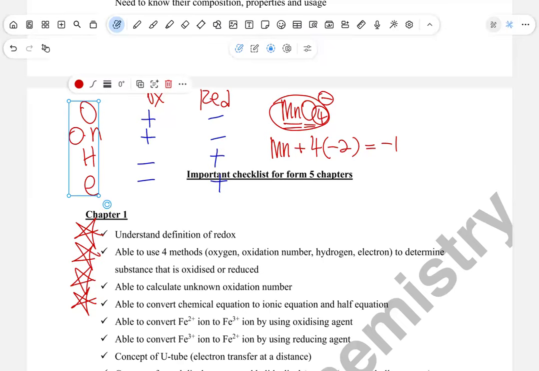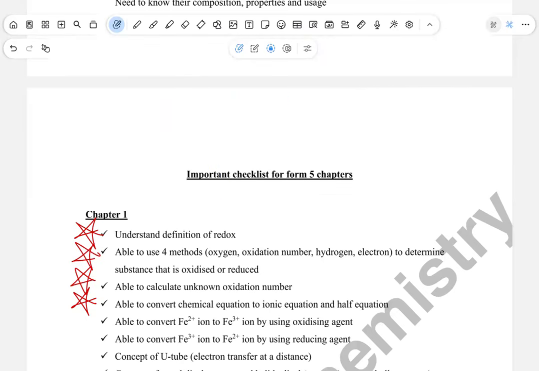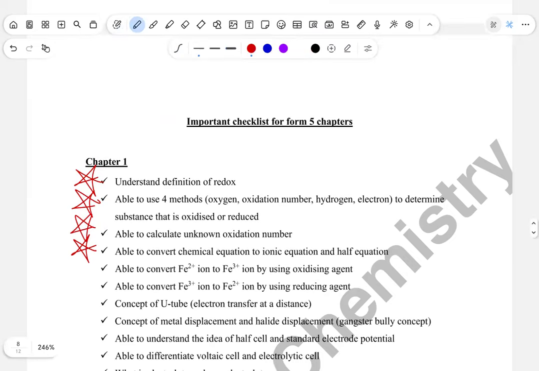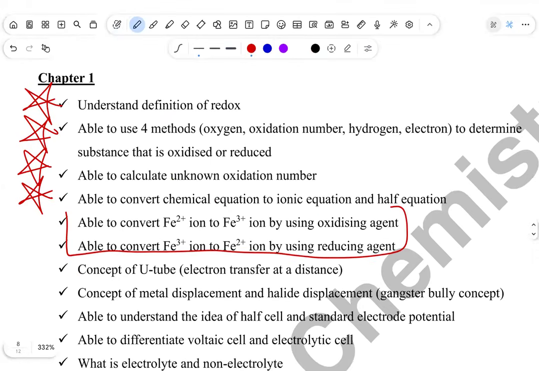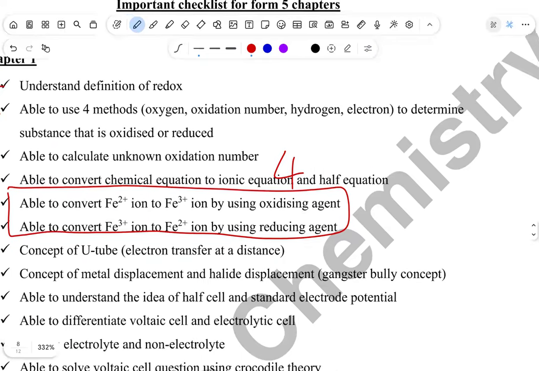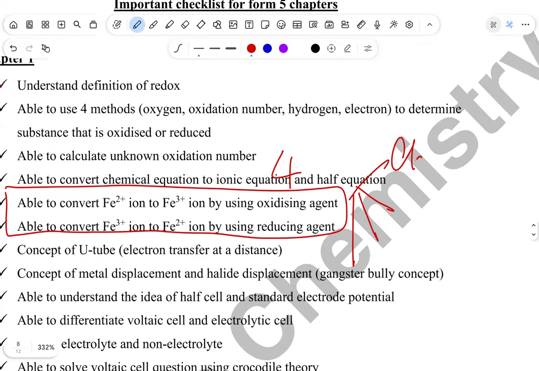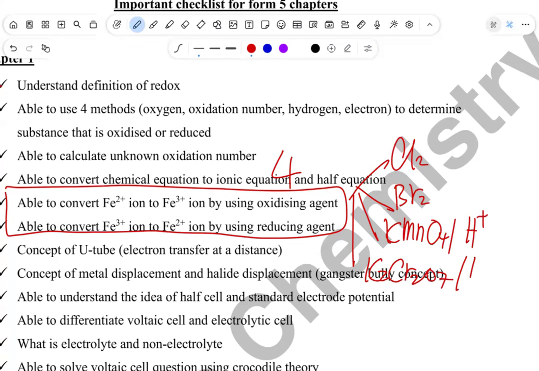Okay, so now let's go on a little bit more. We also learned in chapter 1 that Fe2+ loves to convert to Fe3+, and Fe3+ loves to become Fe2+. So make sure you know how to do the conversion. For Fe2+ to become Fe3+, you need an oxidizing agent to help you. We have 4 oxidizing agents. If you all remember, what are they? Chlorine, bromine, acidified potassium manganate, acidified potassium dichromate.